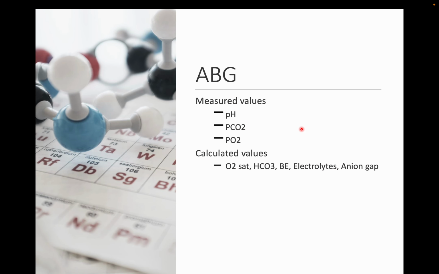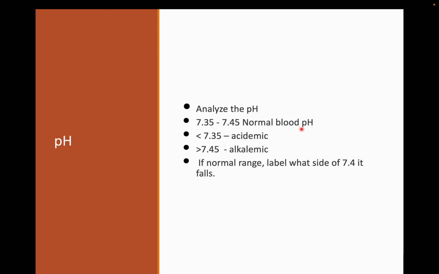The measured values on the ABG are pH, PCO2 and PaO2. All the remaining values, that is oxygen saturation, bicarbonate and electrolytes, are calculated from these parameters. So how do you analyze an ABG first?